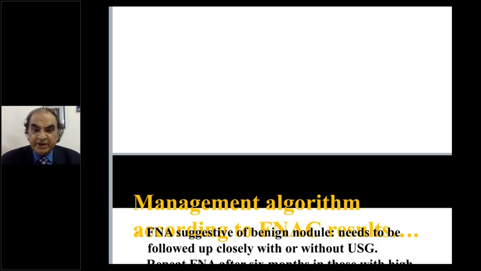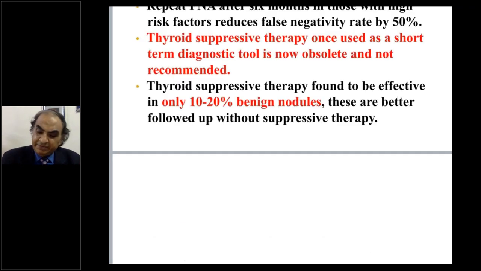FNA is suggestive of benign nodules. We need to be following it up with ultrasound and with ultrasound-guided FNAC, which is already a protocol. Following that, repeat FNAC after 6 months. If it looks benign to you, that can reduce the false negativity, especially in higher risk cases, by 50%. I'm talking about how we use FNA in the algorithm.